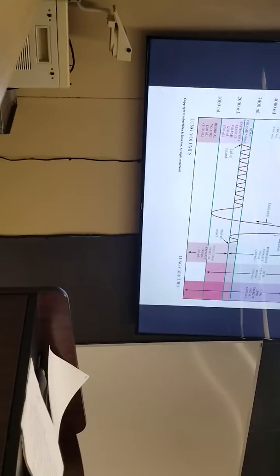Okay. But the functional residual capacity, if you look at it, it's adding the expiratory reserve volume and residual volume. It's adding those two together. Here's what I said, we're gonna skip vital capacity for just a moment.